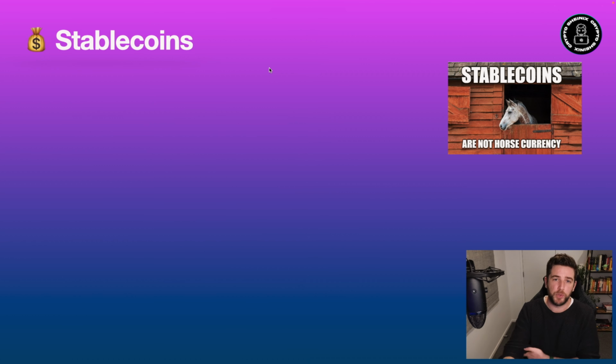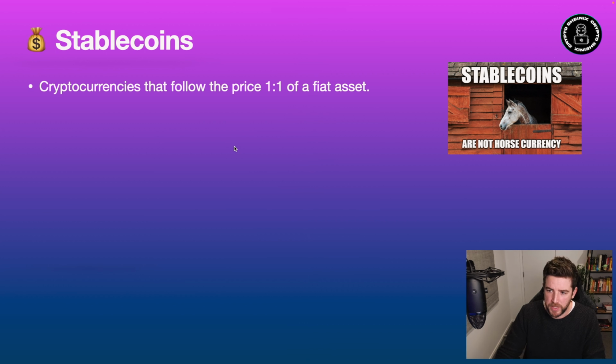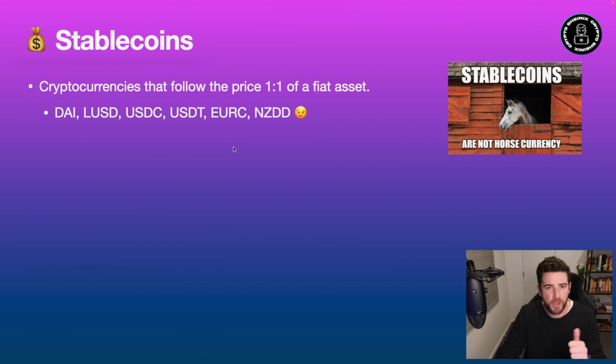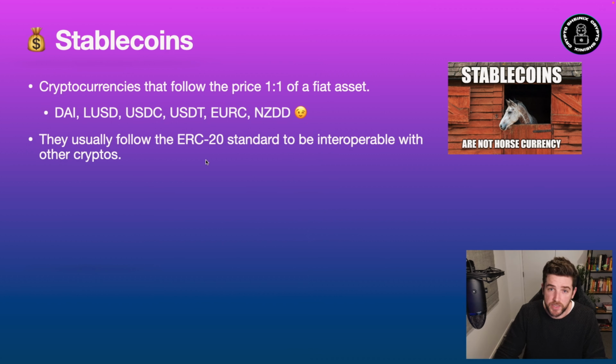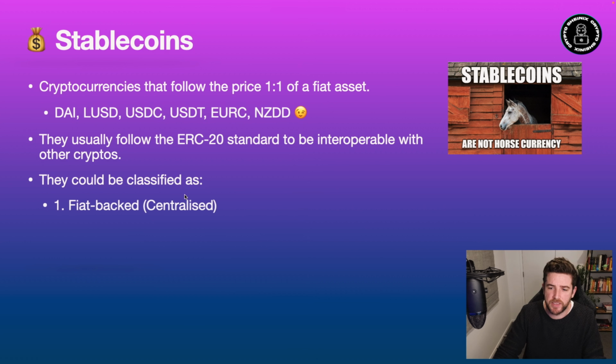So let's move on now to one of the most important primitives, which are the stablecoins. Stablecoins are basically cryptocurrencies that follow the price one-to-one of a fiat asset. We have DAI, LUSD, USDC, USDT, EuroC. They usually follow the ERC20 standard to be interoperable with other cryptos, and they can be classified as fiat-backed. These are more centralized stablecoins where a company guarantees that there is $1 or €1 in a bank account for every circulating token on the blockchain, so they can be redeemed one-to-one for fiat money. And this is something where we need to trust centralized entities.